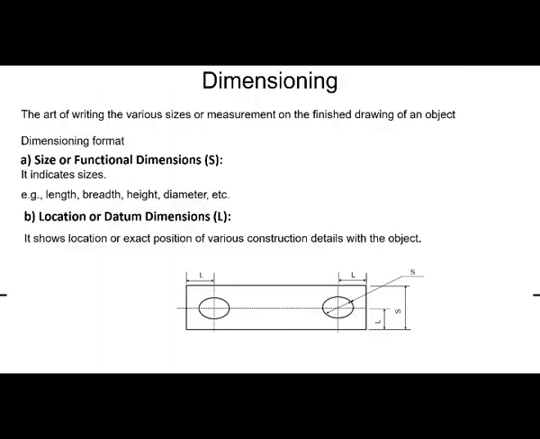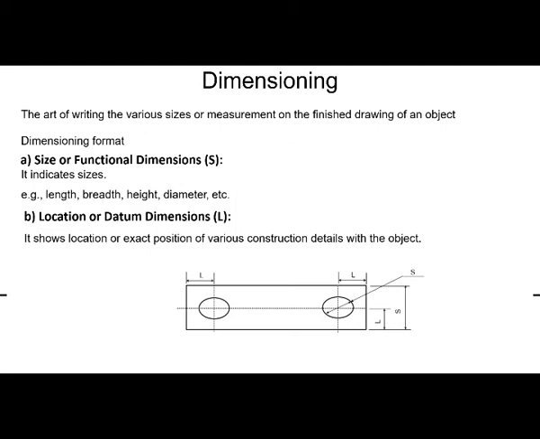Now finally we come to dimensioning, which is very important. It is the art of writing the various sizes and measurements on the finished drawing of an object. Dimensioning format: size or functional dimension indicates size like length, breadth, height, diameter, etc. It is called size or functional dimension.